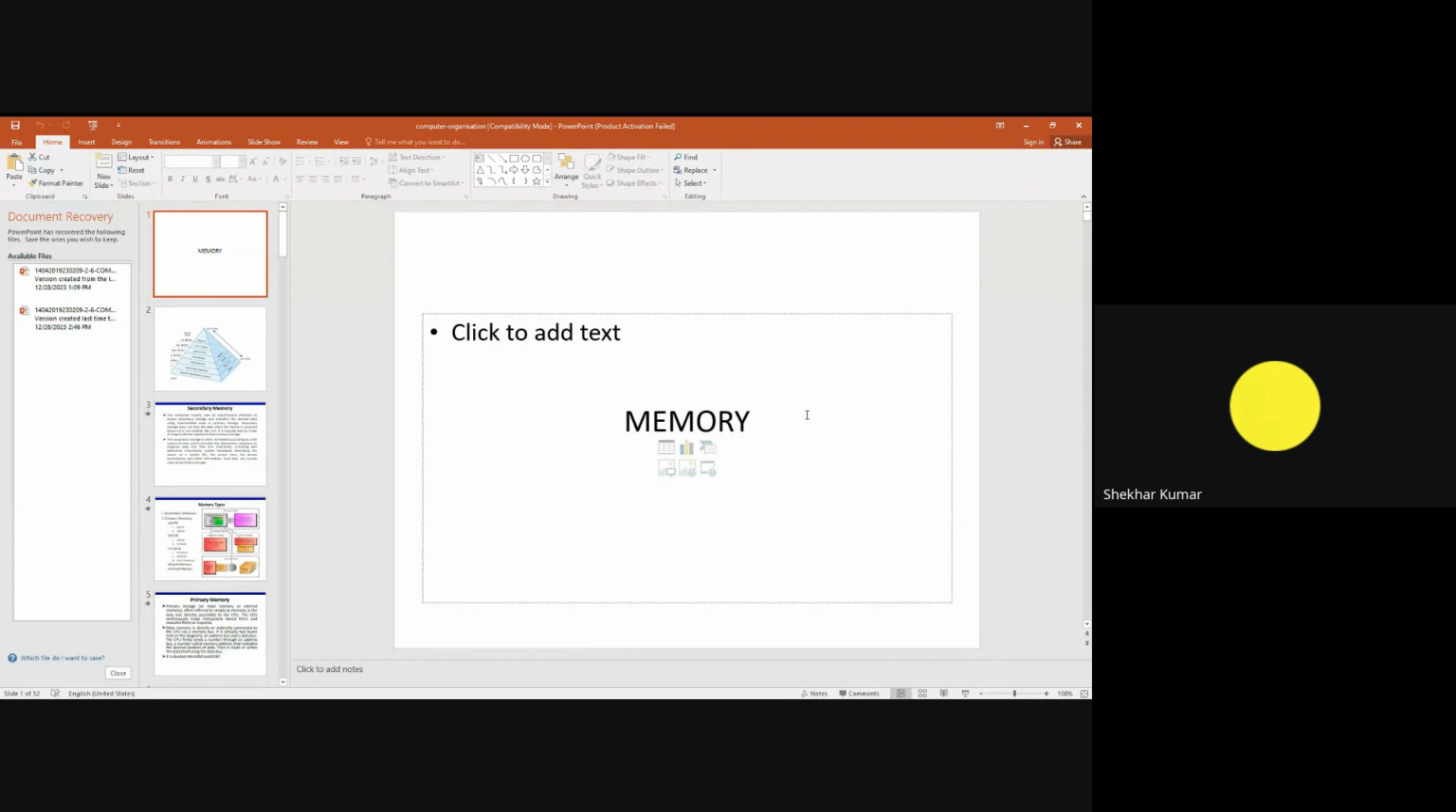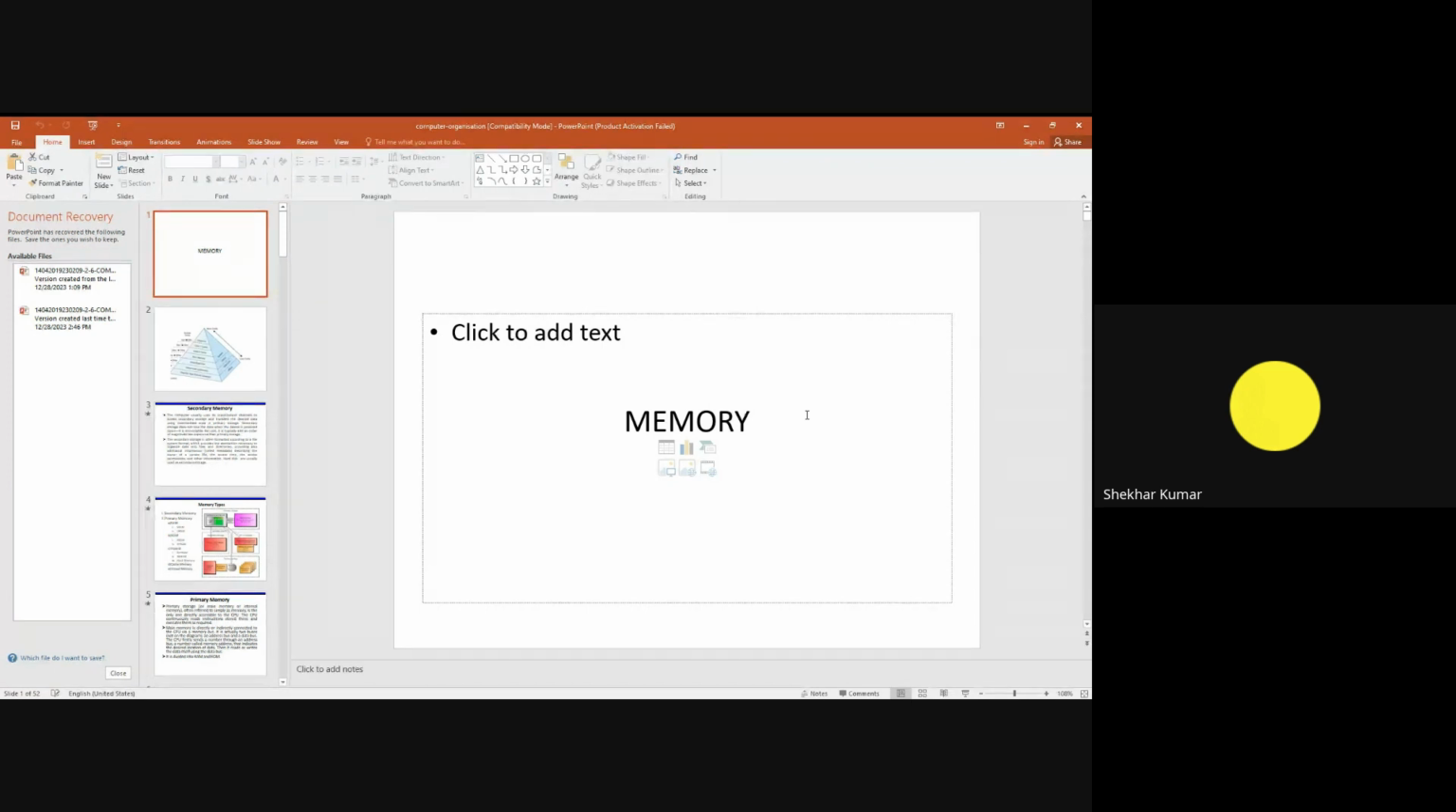Okay, class. In the group, I have sent you a message that kindly share your topics which you want to discuss. But there is only one student who has shared the topic. He shared the topic that is your memory, that is your computer memory. Okay. So let's discuss what is memory.